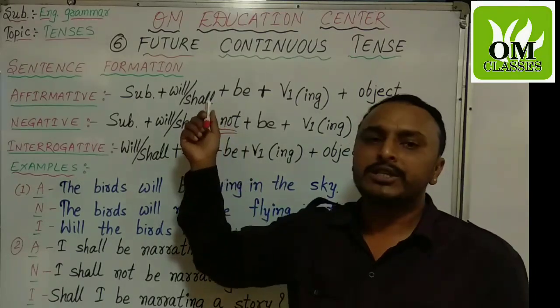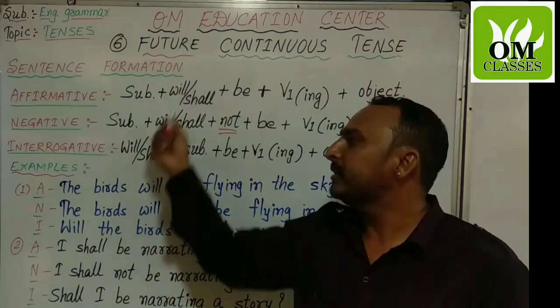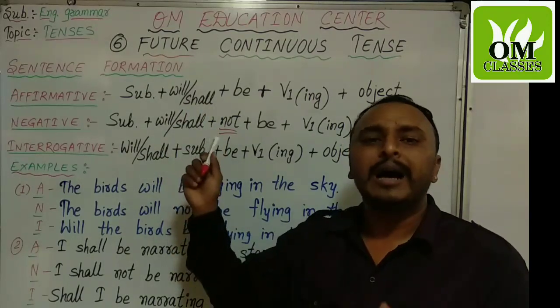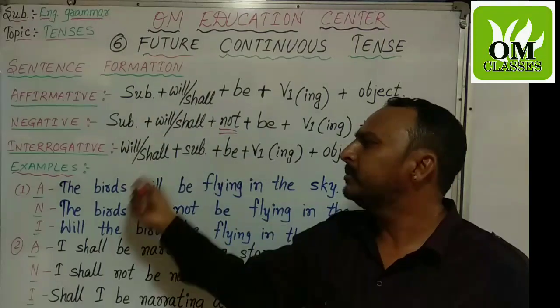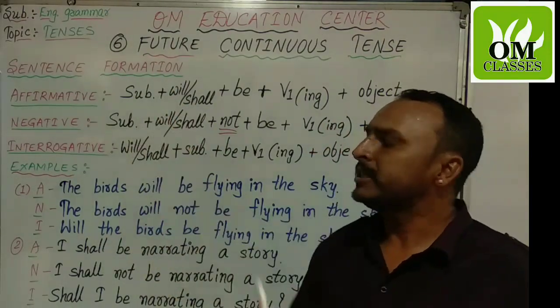Again I repeat, when will shall be used? Shall is used with I and we, and with everyone else we write will. Even sometimes we write we will, I will, but correct English is I shall, we shall. With everyone else you can use will. So let's see the sentence formation.